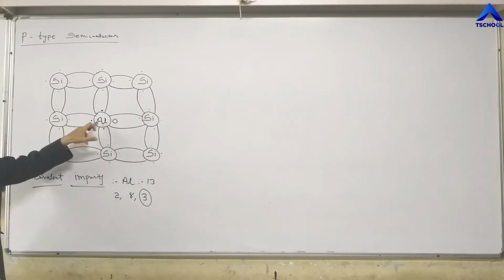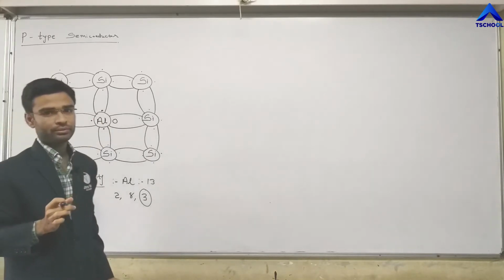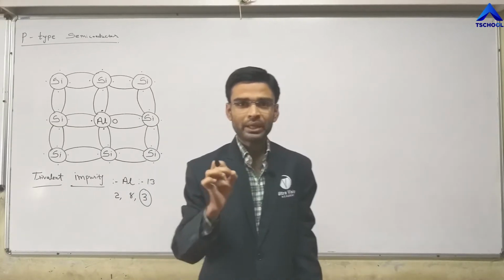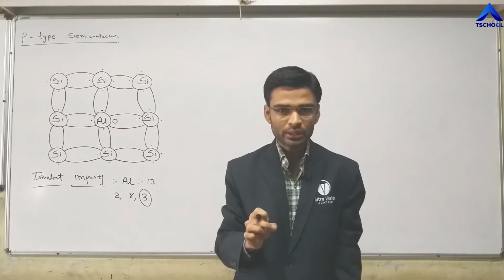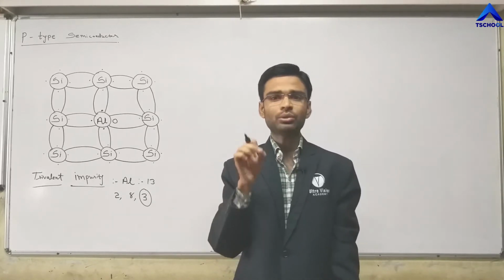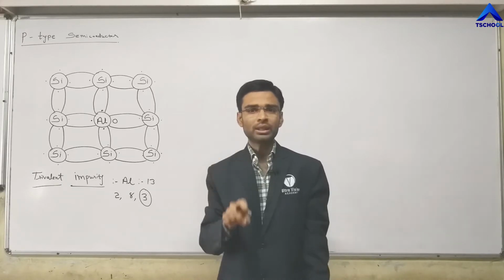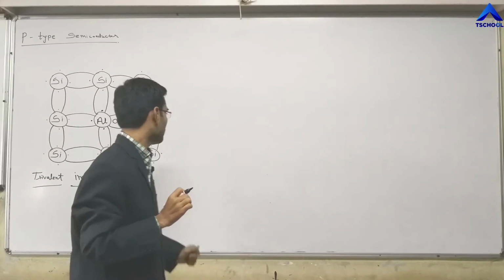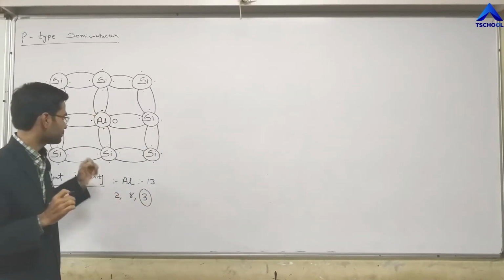Now, in the N-type semiconductor, we added the pentavalent impurity. Here we added the trivalent impurity. Trivalent impurity means only 3 valence electrons in the outer orbit, and at the fourth place the deficiency of the electron means a hole, and that hole attracts the electron.